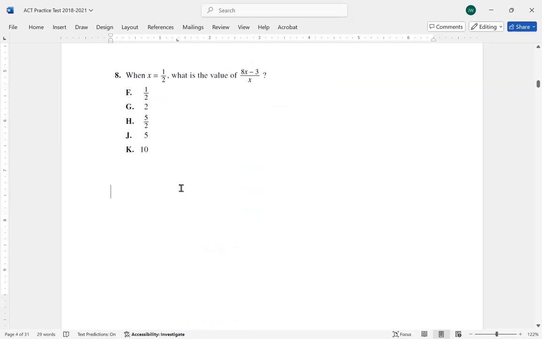Question 8. When x is equal to 1/2, what is the value of 8x minus 3 over x? So again, all we're doing is replacing the x value with the number 1/2. So 8 times 1/2 minus 3 is in the numerator, and the denominator is going to be 1/2. Be careful when you divide by a fraction.